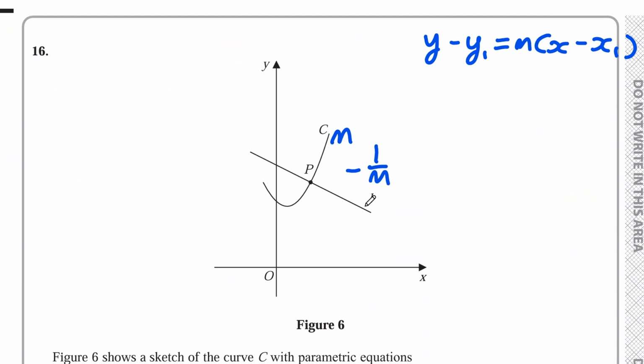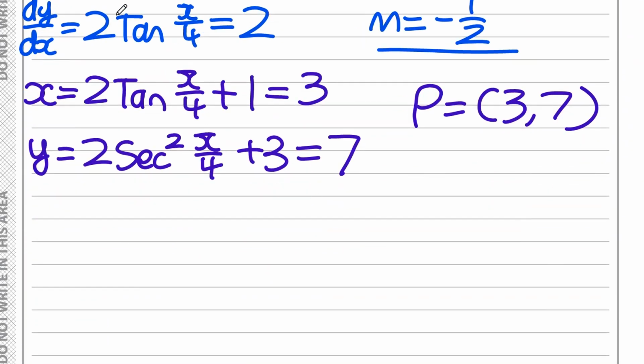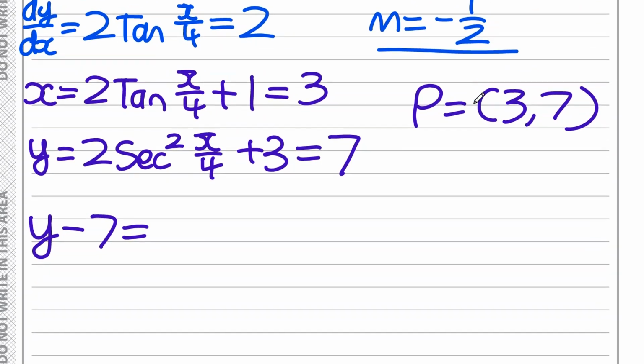So therefore we have the gradient of the line L and we have a coordinate on the line. So therefore we can sub this into the equation of a straight line. So we can say that it's going to be y minus y1, so it's going to be y minus, and then y1 here is 7, is equal to m, and we know the gradient of this line here is minus a half, and then x minus x1, so this is going to be x, and then it's going to be minus 3, like this here.